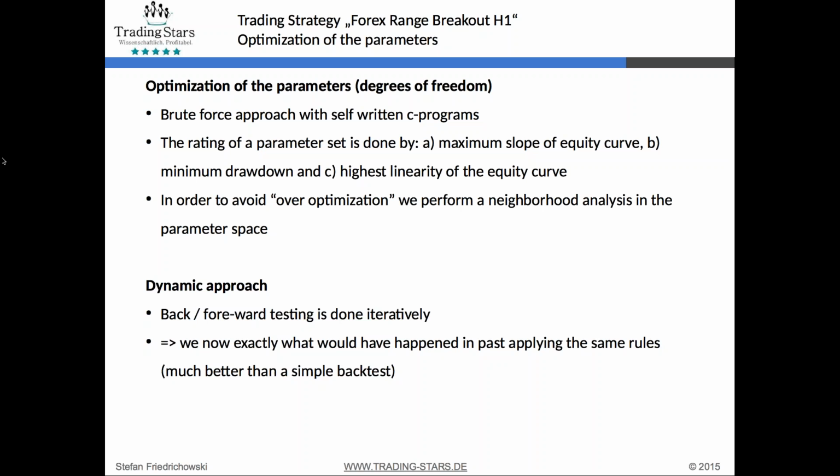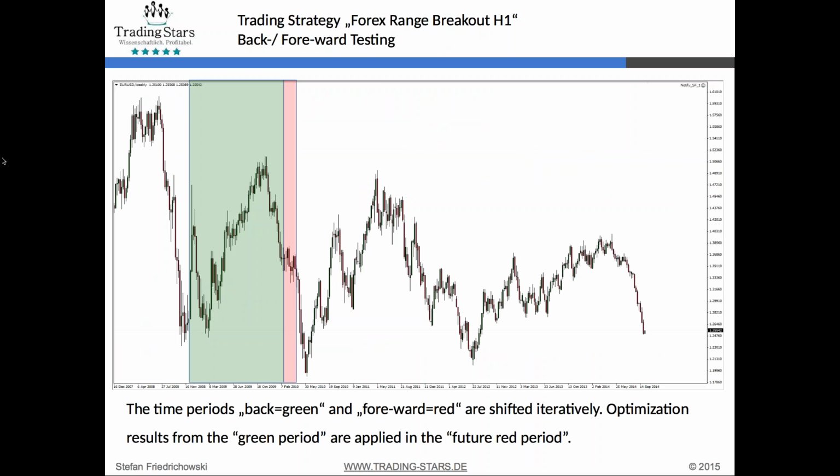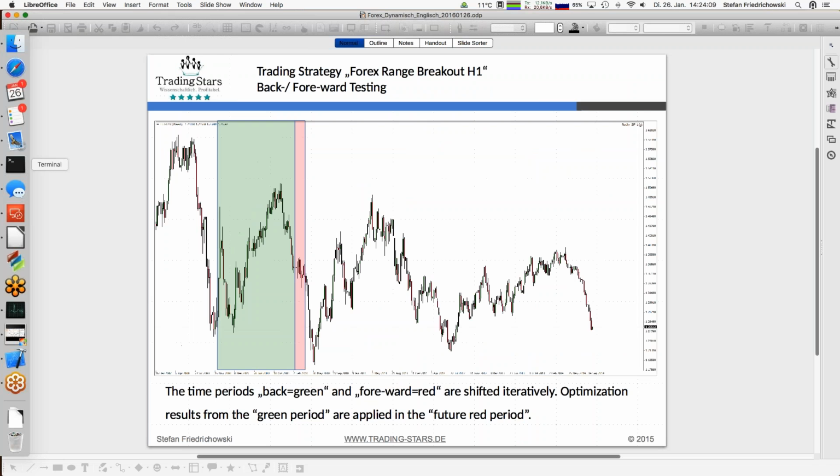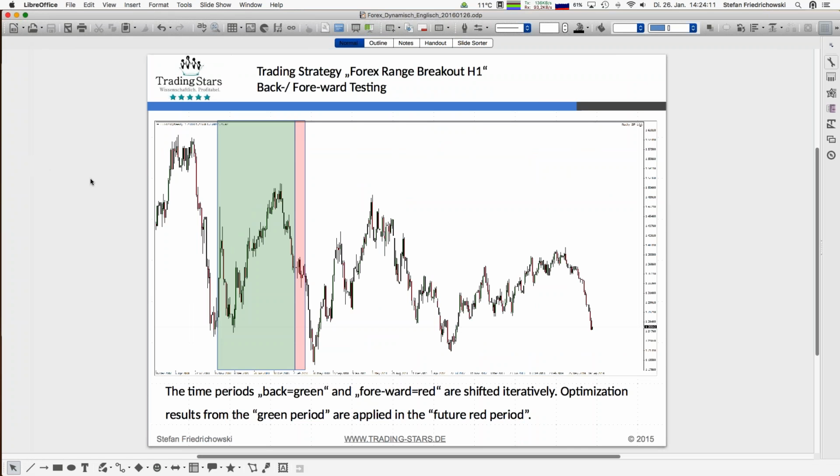But finally, what we do here is a quite dynamic approach. That means that we go into the history of a chart, do the optimization, and apply our results to the following future. I know that it's quite difficult to understand this. I have a picture here, and I will shortly switch to the normal view of my presentation because I need to click on the box here.